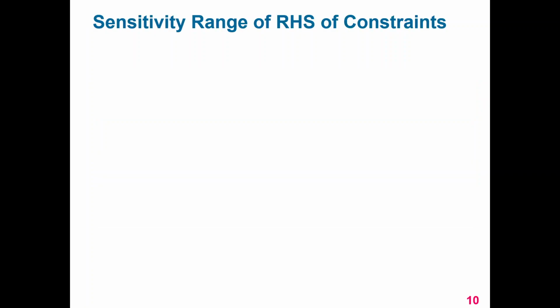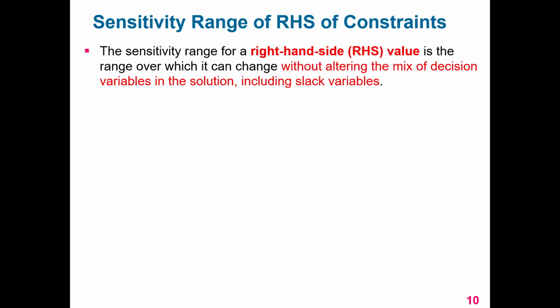So with these three things, now let's discuss how the sensitivity range of the right hand side of the constraint is done. First, a formal definition that tells us that the sensitivity range of the right hand side is a range over which it can change without altering the mix of decision variables in the solution, including the slack variables.